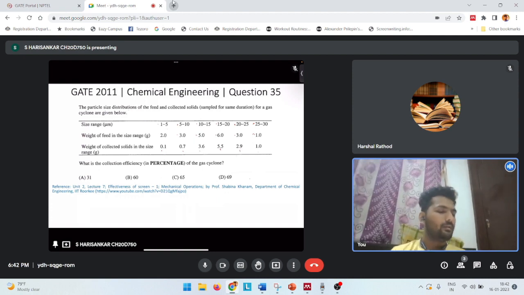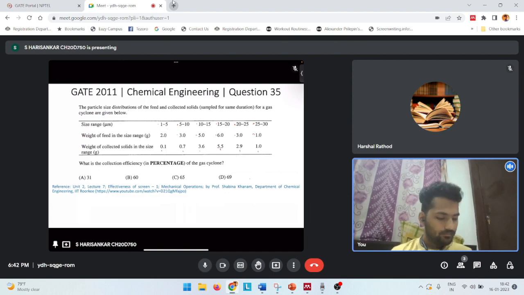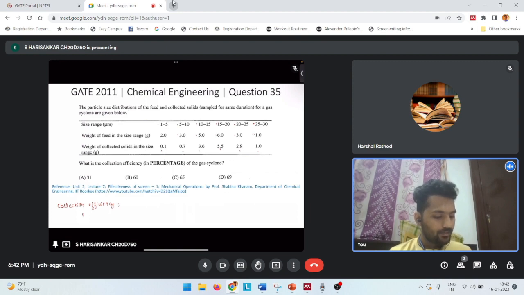So we have defined that the collection efficiency of a gas cyclone, which is represented as eta, is equal to weight of the solids collected by weight of the feed.